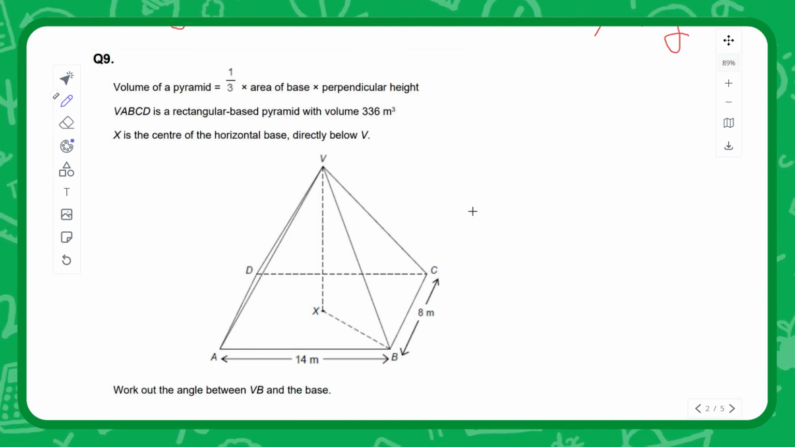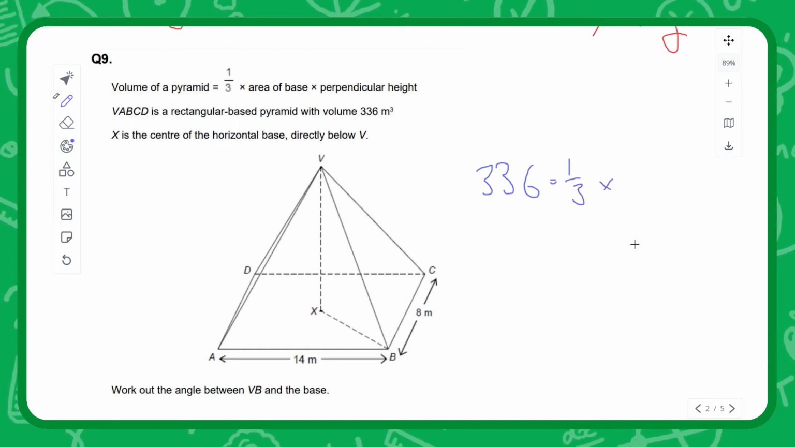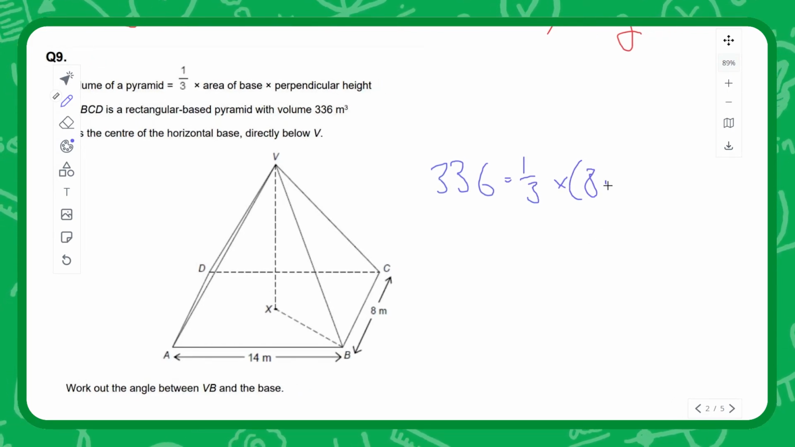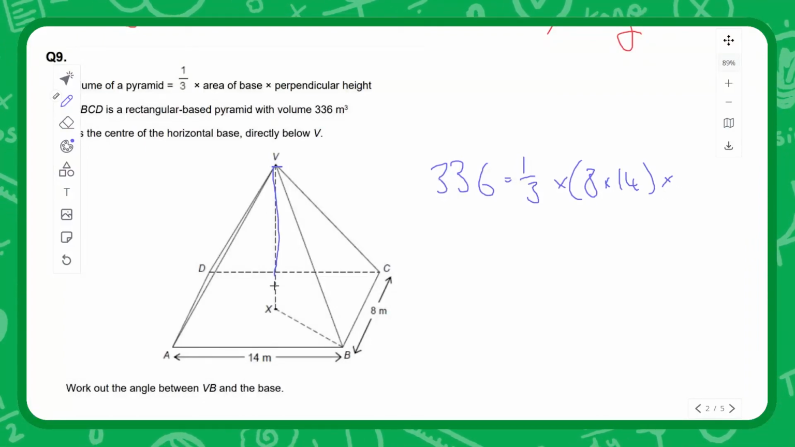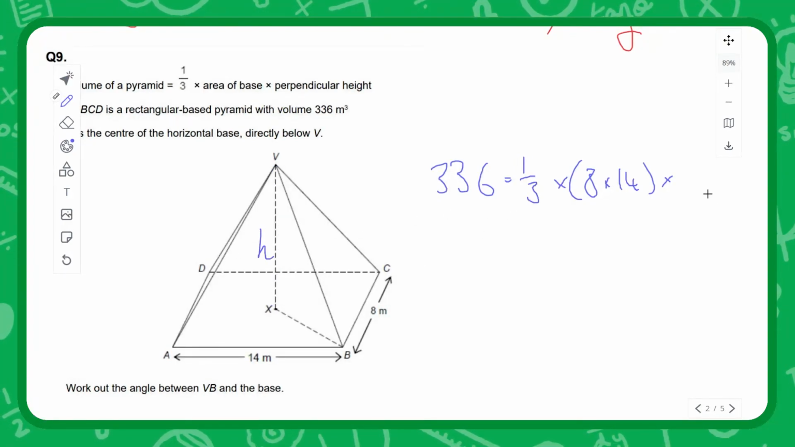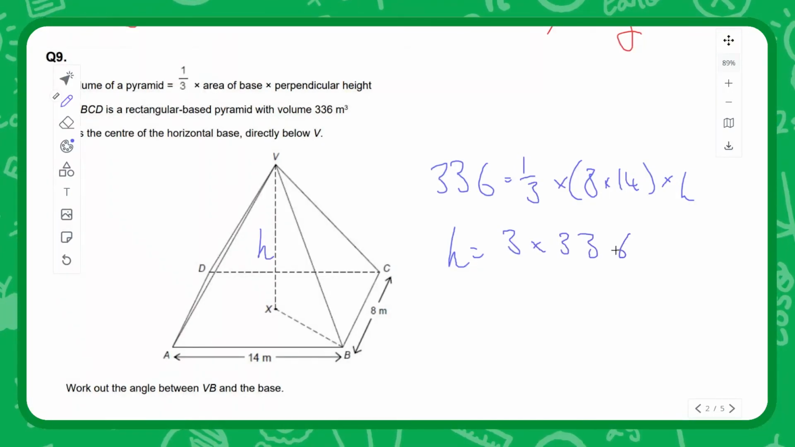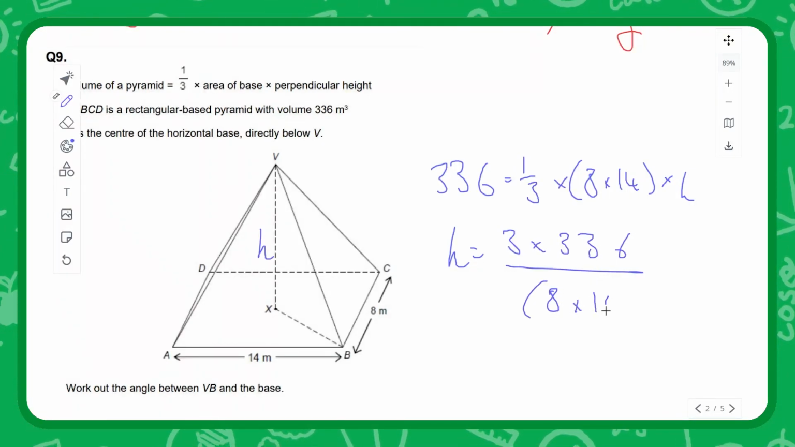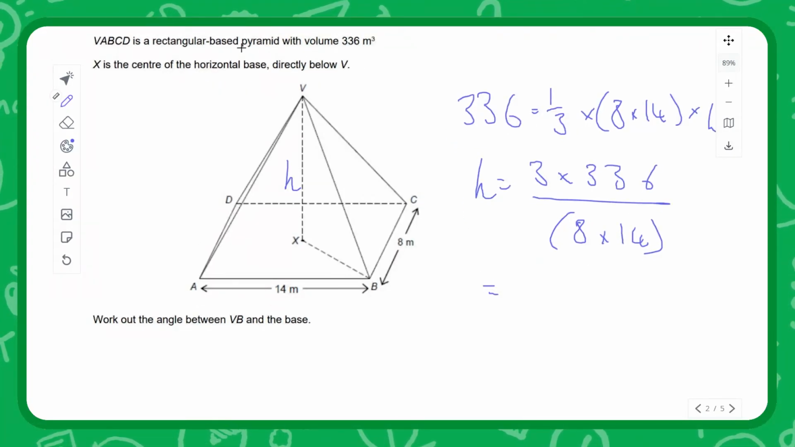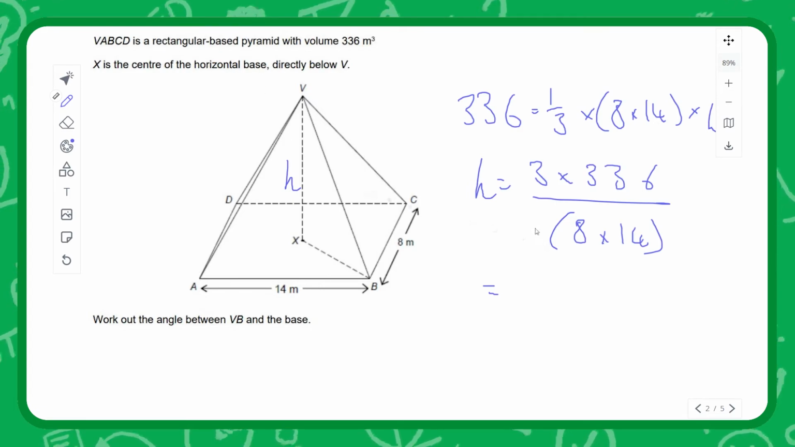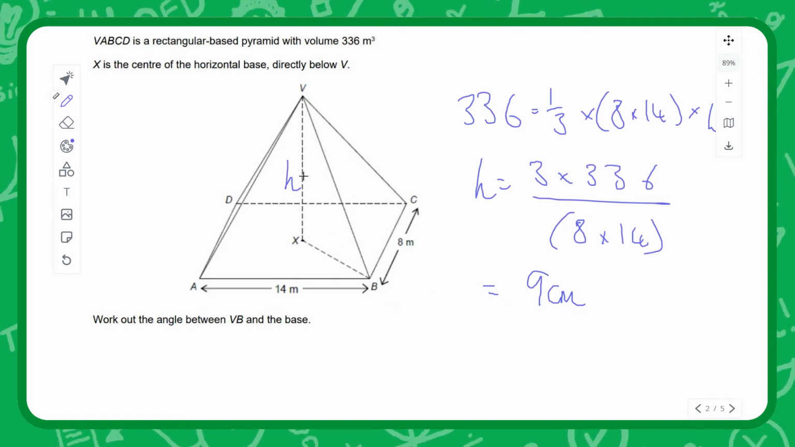So to do that, we're given the volume. So 336 equals 1/3 multiplied by the area of the base, which in this case is 8 times 14 times the height. And that height is what we need there. So this thing here, okay? We'll call that height h. So rearranging, h equals 3 times 336 divided by 8 times 14. And you can then put that into the calculator again. You would not be expected to figure that one out just by yourself. And if you do so, you find that h is equal to 9 centimeters. So from there, we know that this is 9.